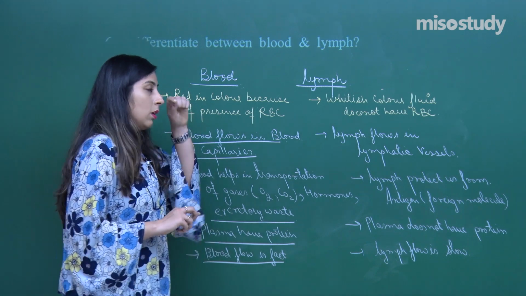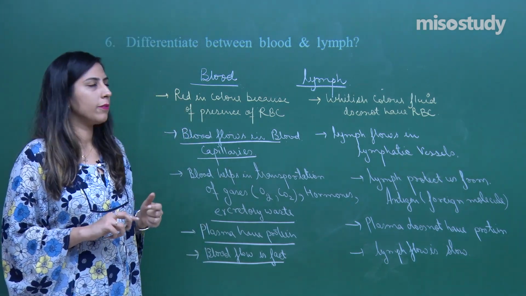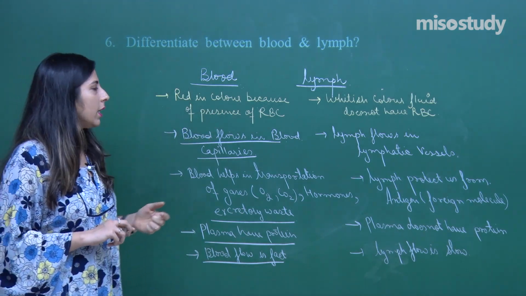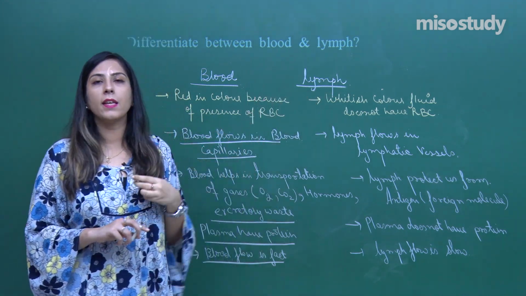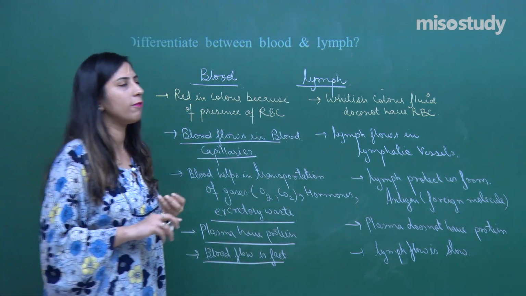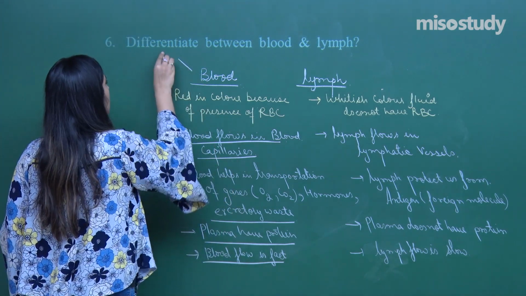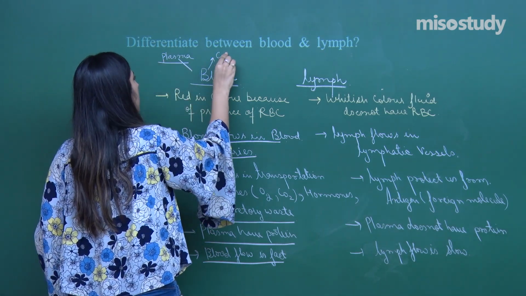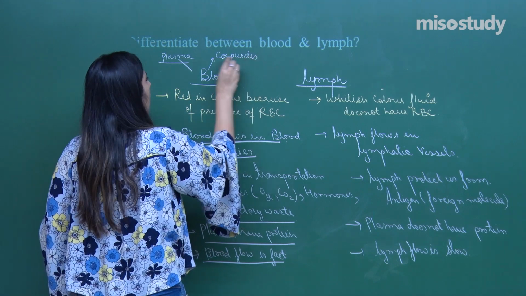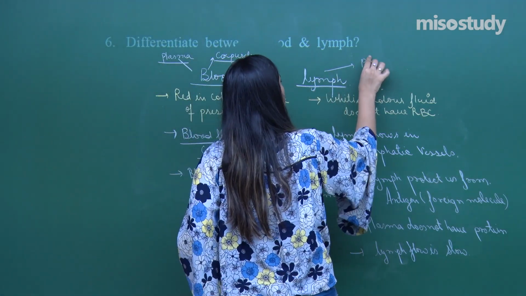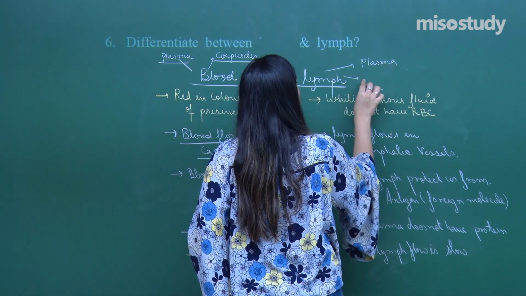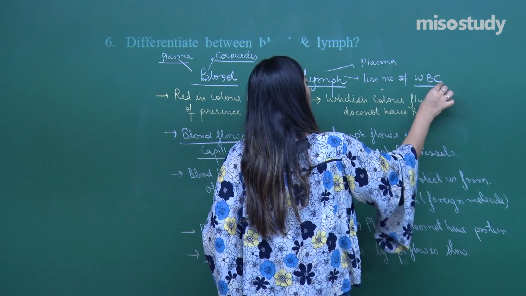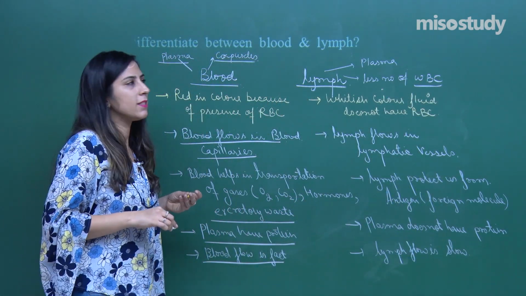Right? So these are the differences between these. One more thing that I would like to discuss. In case of blood, we know the plasma is present and the corpuscles are present. In this case, the plasma is present and they have a smaller number of WBC and platelets. So they do have plasma and corpuscles, whereas in this case, plasma is there and they have fewer WBC. Now what is WBC? WBC are white blood cells, right?